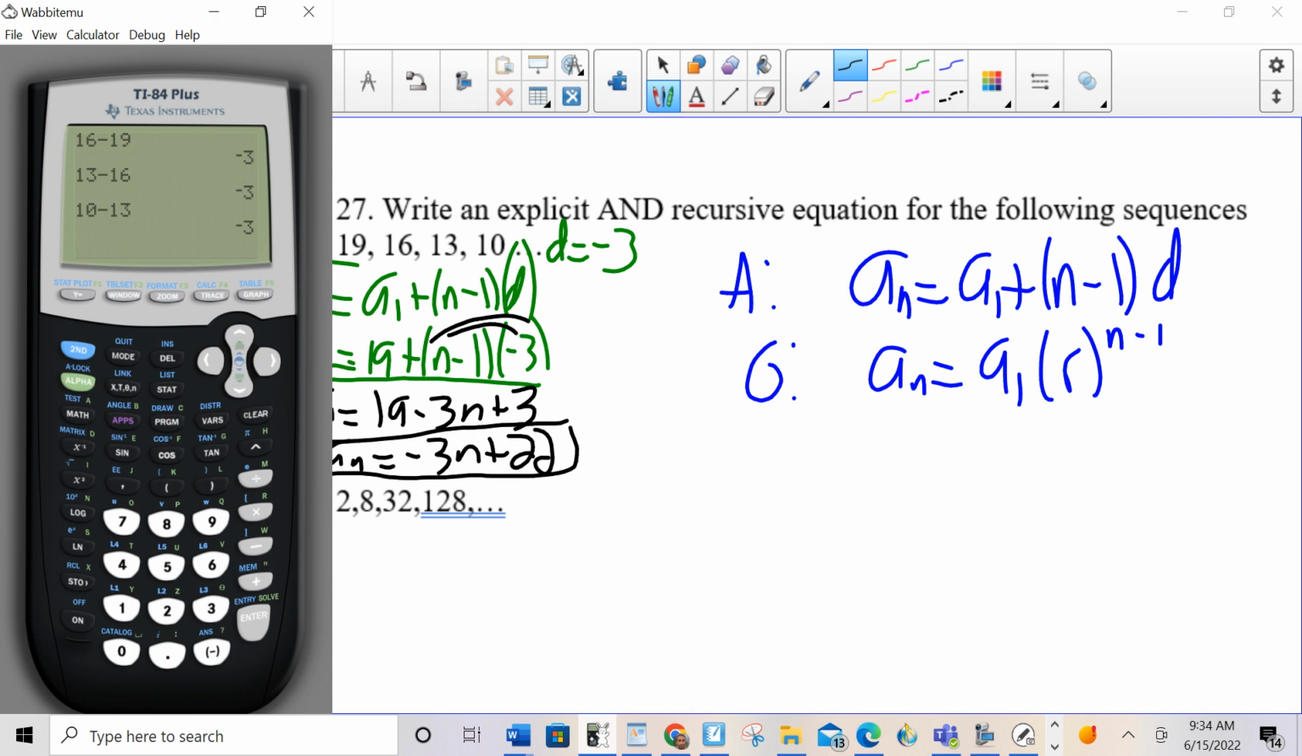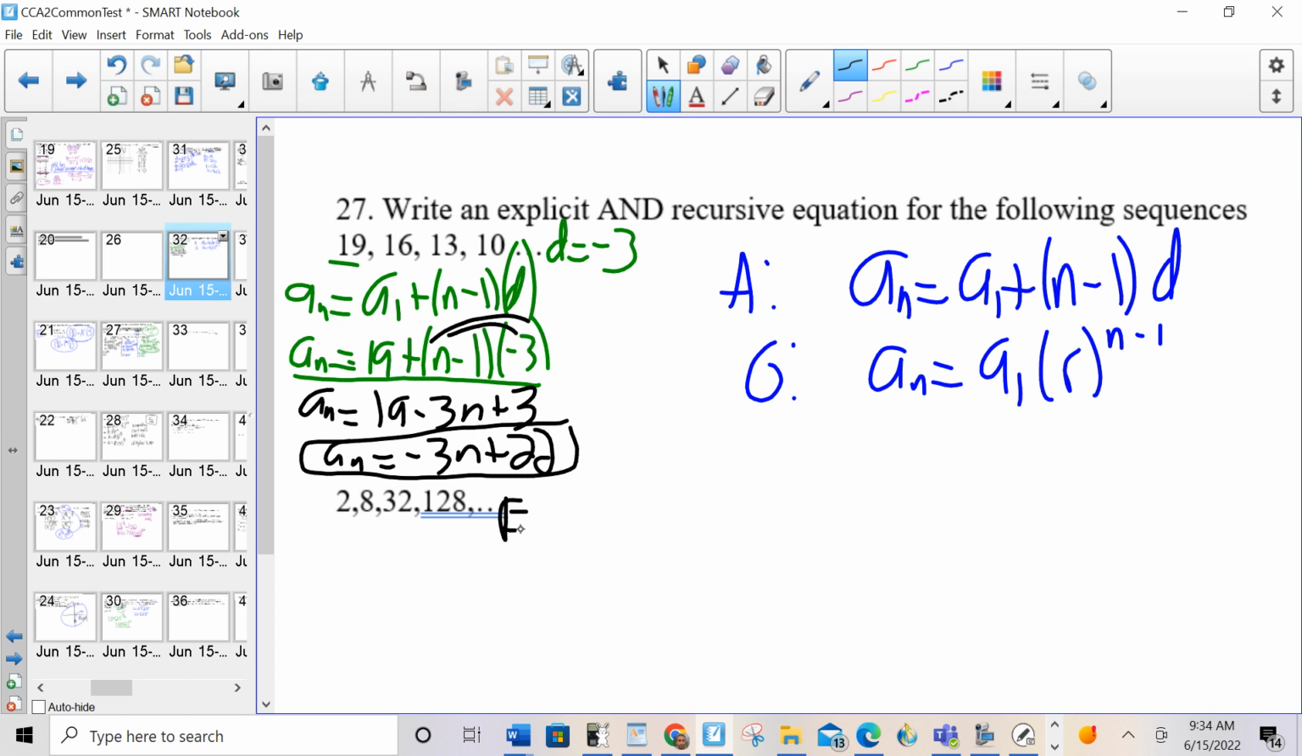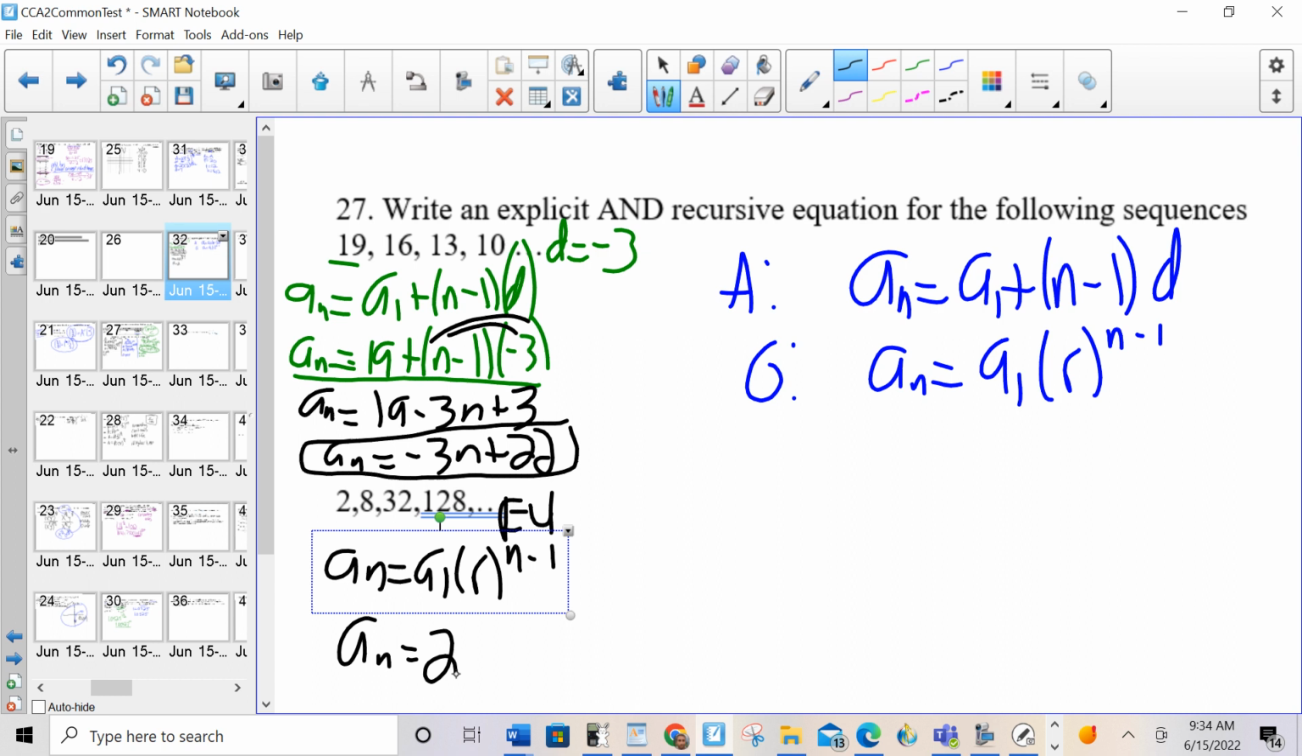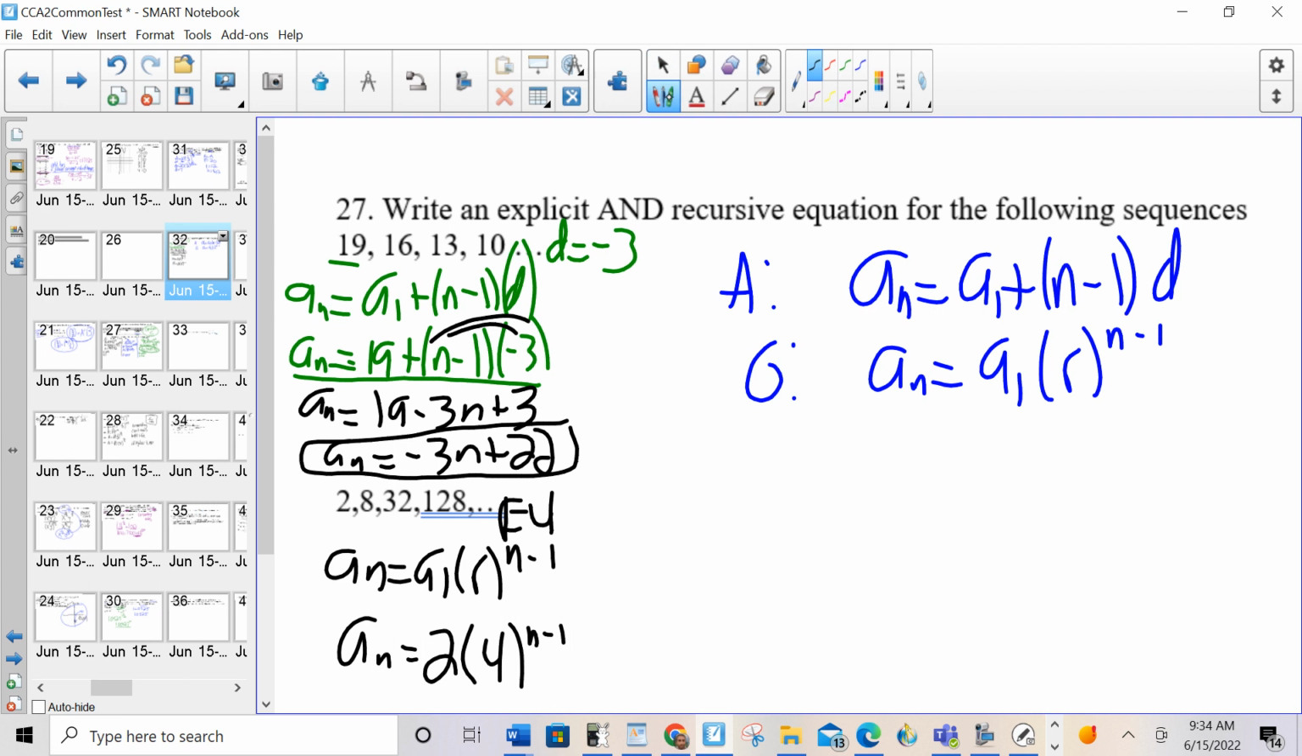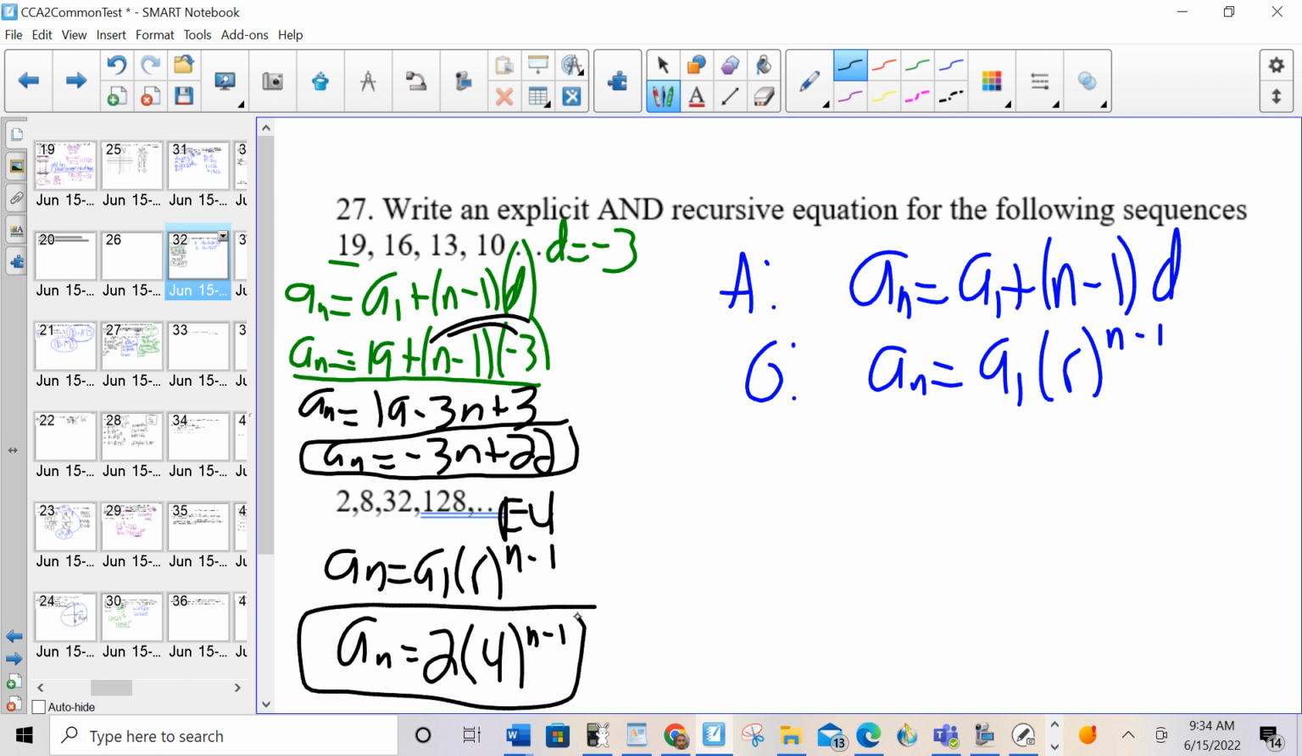For the second one, subtract, subtract, subtract. 8 minus 2, 32 minus 8, 120 minus 32. Do they subtract to the same thing? No. So now I try divide, divide, divide. 8 divided by 2, 32 divided by 8, 128 divided by 32. Yes, they divide to the same thing, therefore it's geometric, and the common ratio is 4. An equals A1 times R to the N minus 1. A1 is 2, the common ratio is 4, to the N minus 1. There's nothing to combine. You're done. Those are the explicit formulas.